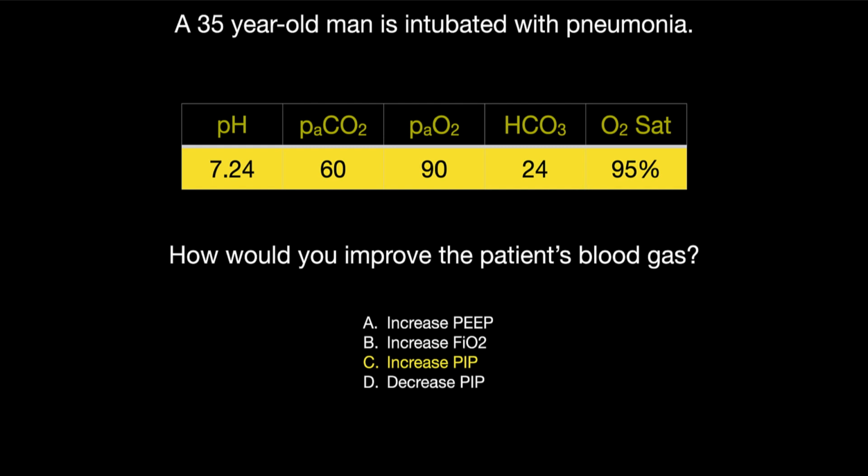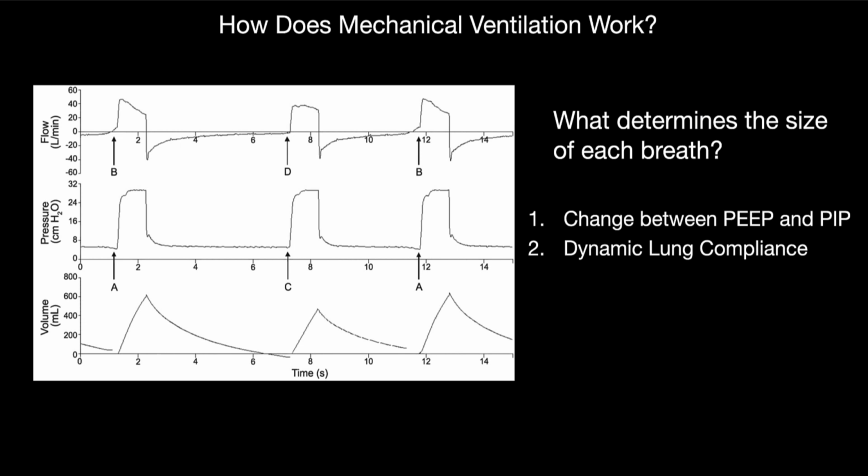And why does increasing the PIP help with minute ventilation? So what determines the size of each breath? It's the change between the PEEP and the PIP. Here's the PEEP, and here's the PIP. And as you make that PIP higher, you can make this difference bigger and therefore increase the tidal volumes. And remember, the other thing that affects tidal volume size is lung compliance. And if his lungs are really stiff, you may need a ton of difference, what we refer to as delta P, change in pressure between the PEEP and the PIP.